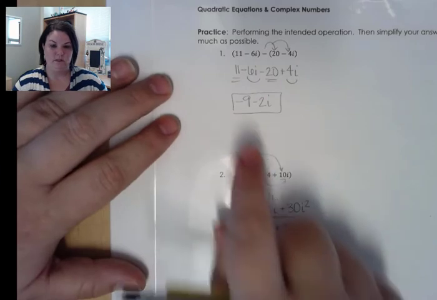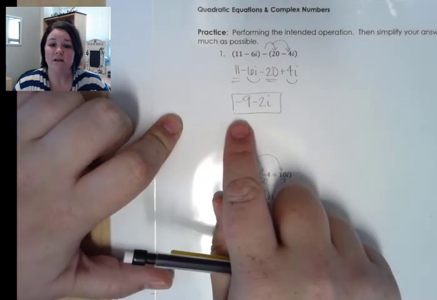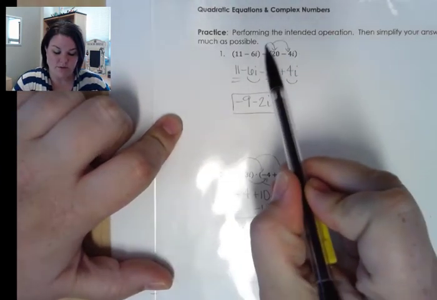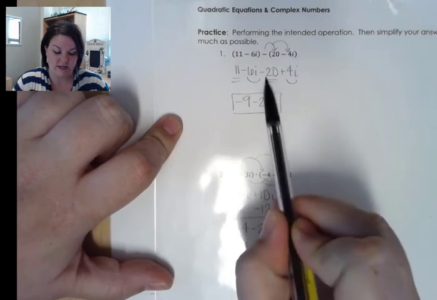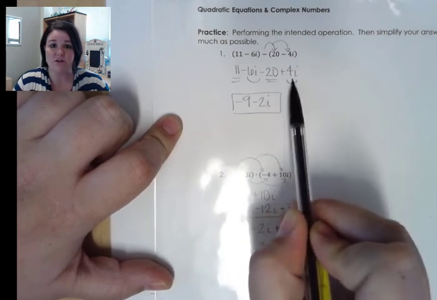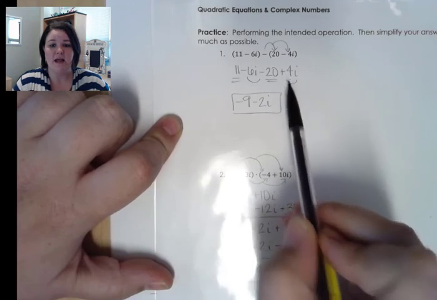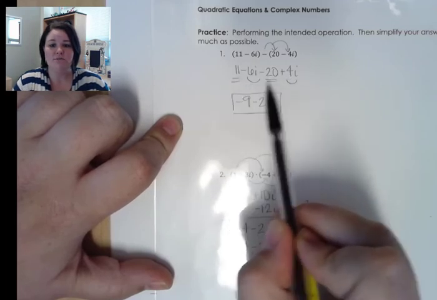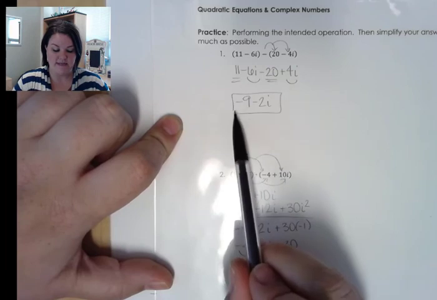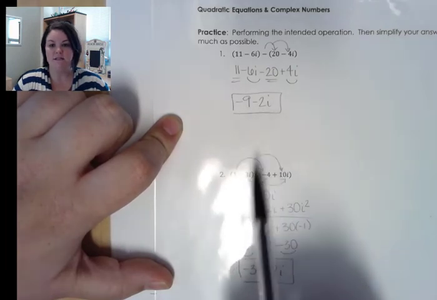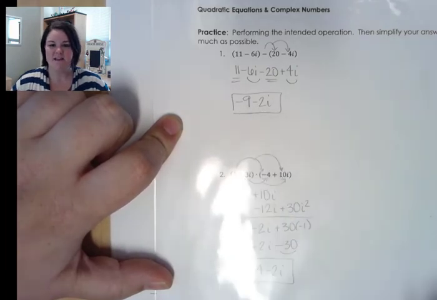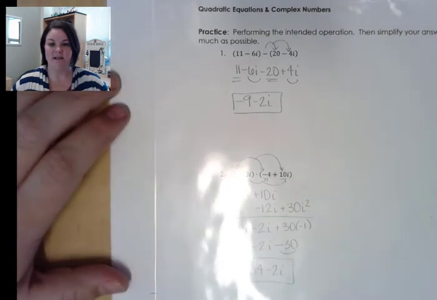Okay? All right, so on number 1, all you had to do was distribute this negative sign, which is going to change the signs of your second two terms. So it makes it a negative 20 and a positive 4i. And then we're just combining our number terms and our i terms. So we end up with negative 9 minus 2i. Okay, let's go ahead and look at the second one.